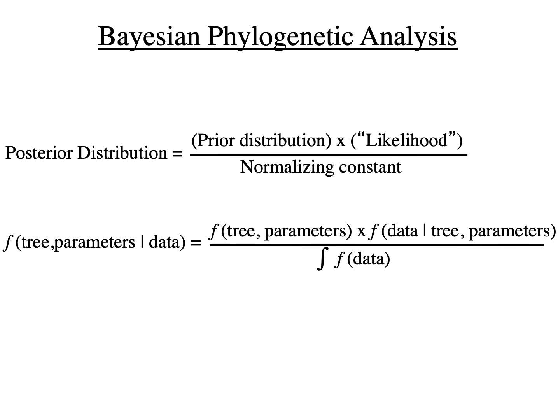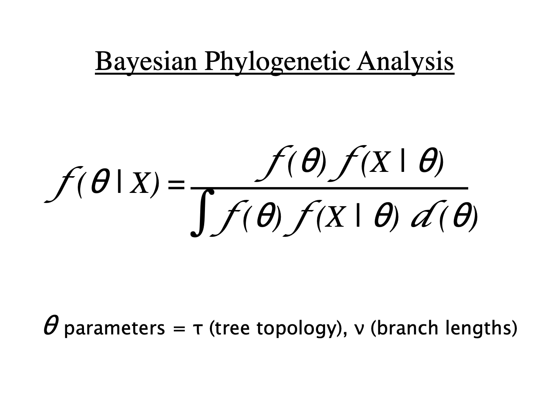And I haven't used this one very much, so I can't tell you a great deal, but there are videos on YouTube that you can find that go into a more thorough explanation of Bayesian phylogenetic analysis. And this is that same equation that then summarizes the theta parameters as the tree topology and the branch lengths over here.